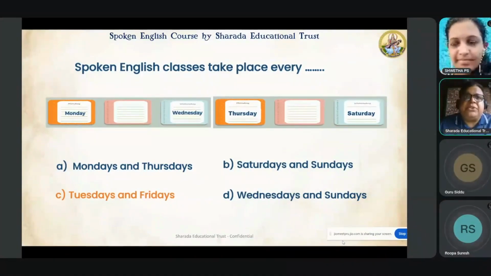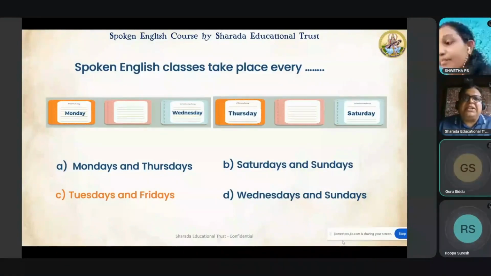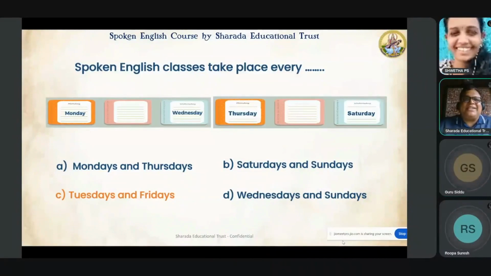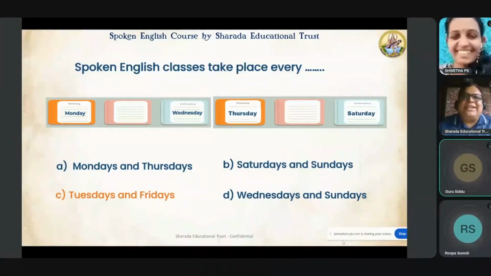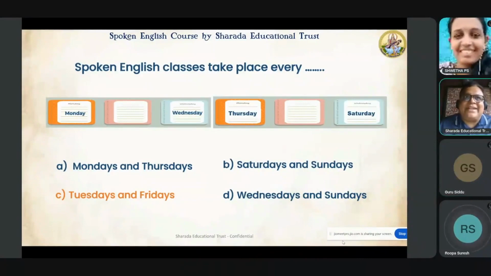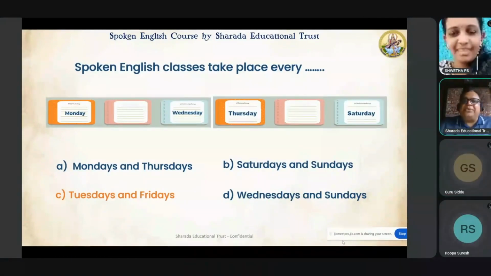You know, somebody will ask you, Guru, you speak very good English, they will say. Then you will answer them, saying, spoken English classes are taking place for the last 1 month. Spoken English classes are taking place every Tuesday and Fridays, and that's the reason I can speak English so fluently. That is how you can form this sentence. Are taking place.